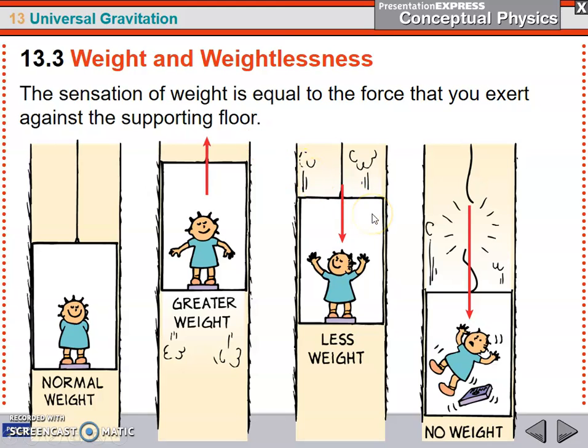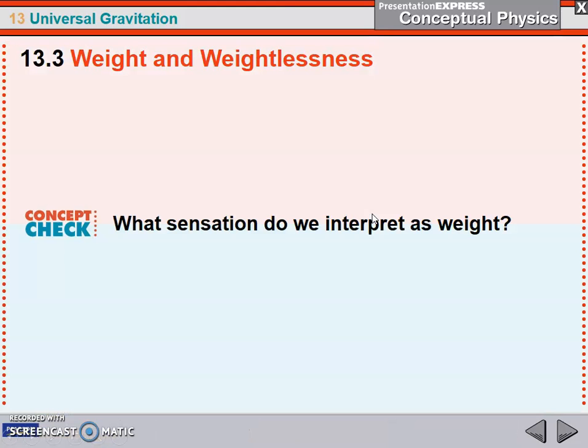Are we done with this then? Did I get through the last slide, the condition of weightlessness? So what sensation do we interpret as weight? That's the question that I would ask in class. And what would you say if I called on you?